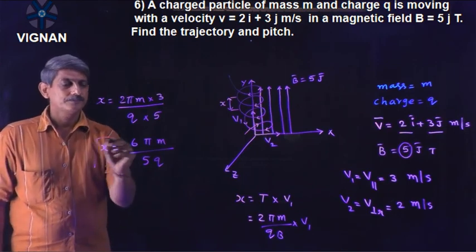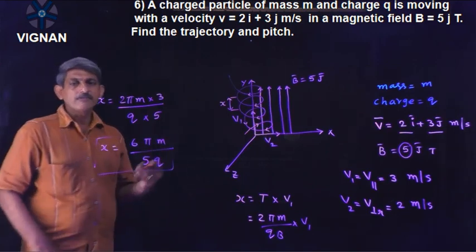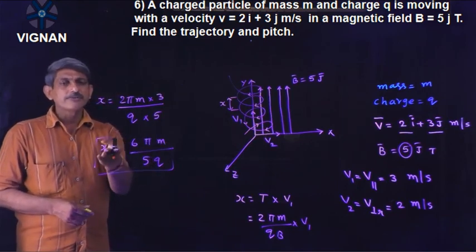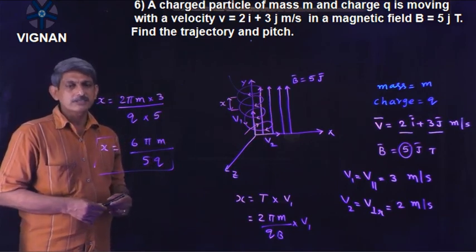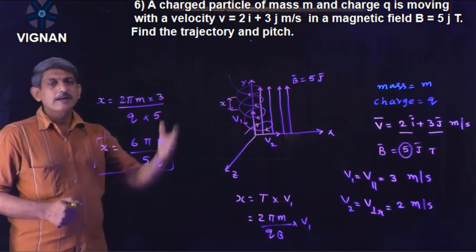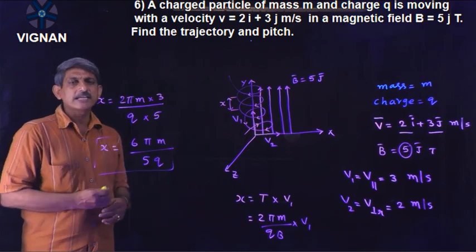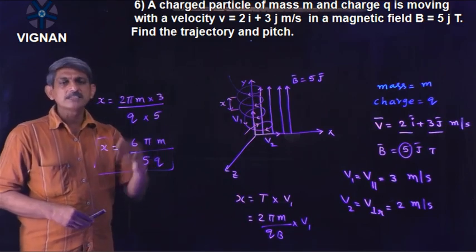If the m value and q value of the particle are given, by substituting those values we can find out the x value in numericals. Here for the particle, mass is not given, charge is also not given, that's why we get the x value in terms of the mass and the charge of the particle.